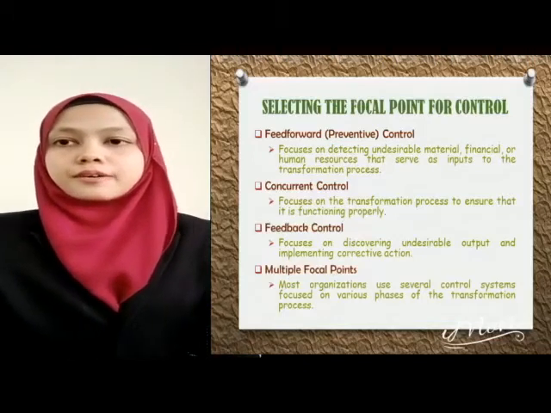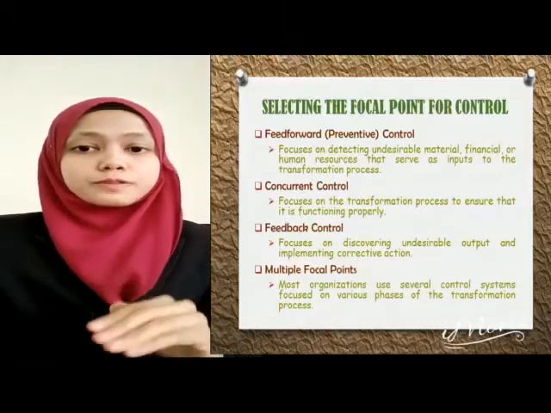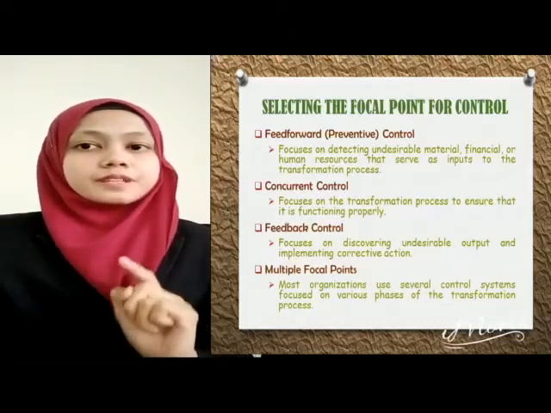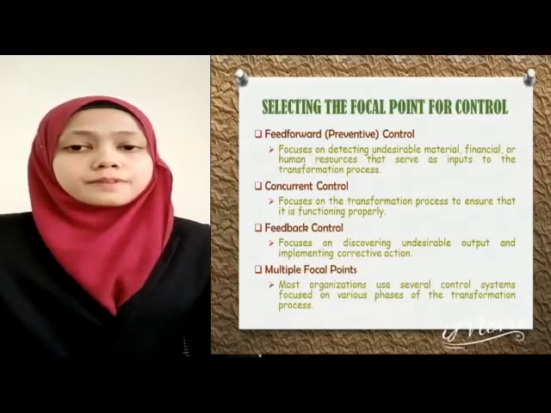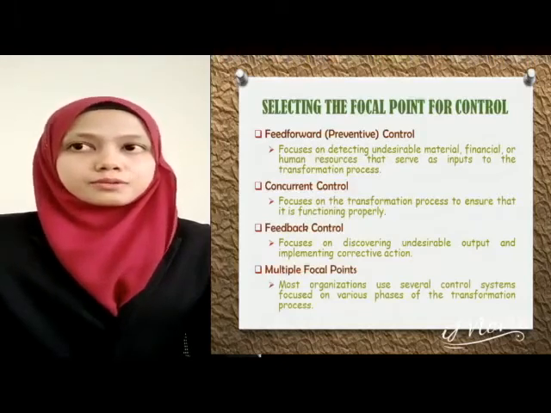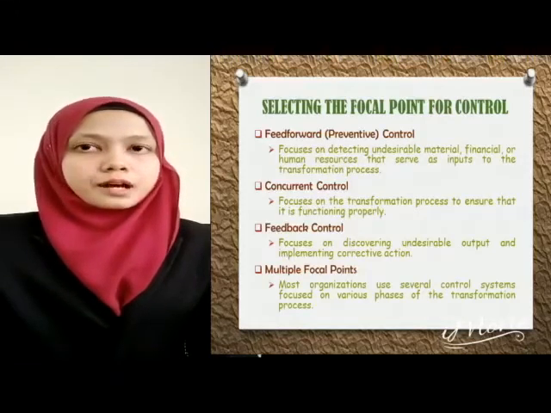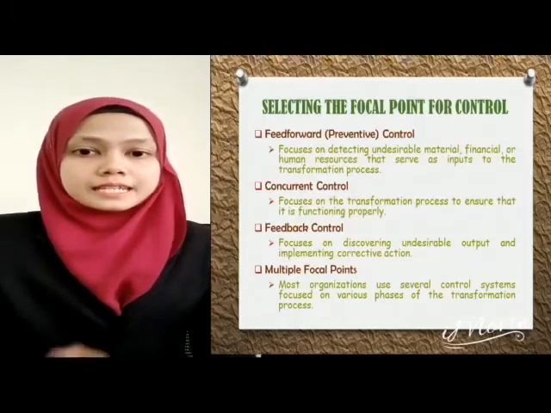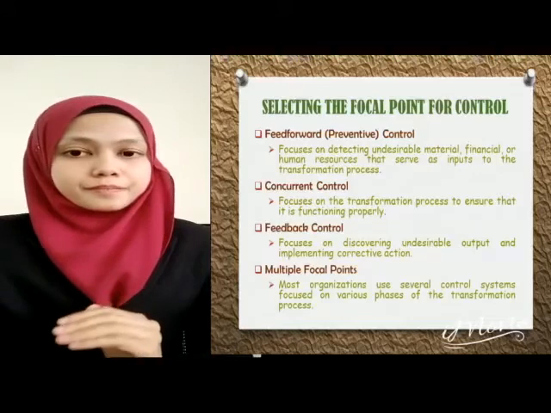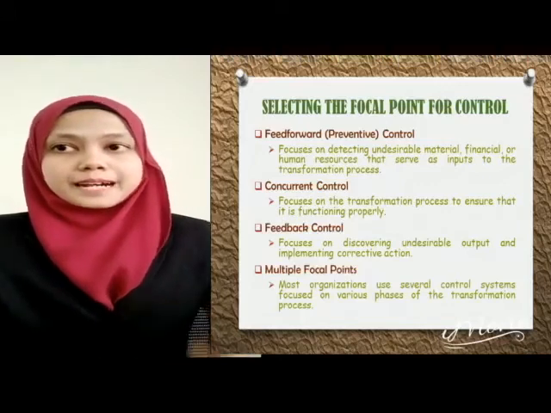Secondly is concurrent control. This form of control is designed to monitor ongoing activities to ensure that the transformation process is functioning properly and achieving the desired result. Next is feedback control. Feedback control is also referred to as corrective control, and it focuses on discovering undesirable output and implementing corrective action. For example, a customer buys something from a company and gives feedback. So the company needs to take corrective action from the customer's feedback.